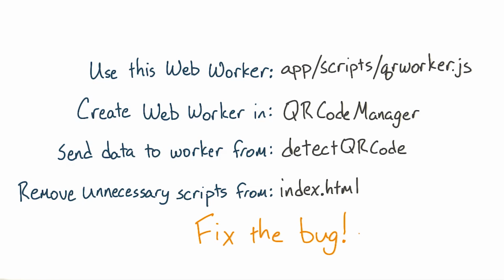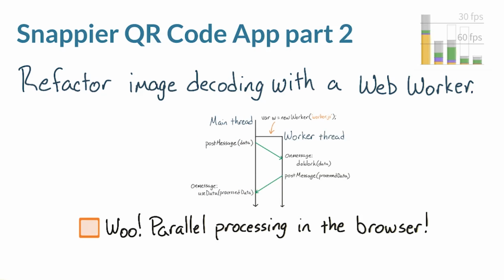Okay, and there's one last thing. You might encounter a small bug when the main thread starts receiving messages from the worker. I'm just going to leave it up to you to figure out what it is and how to fix it. Alright, good luck. Check the box here once you've got the web worker working.